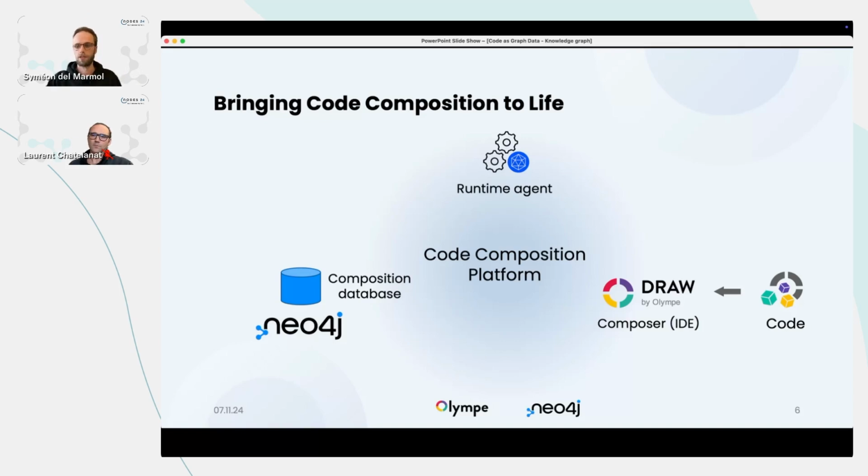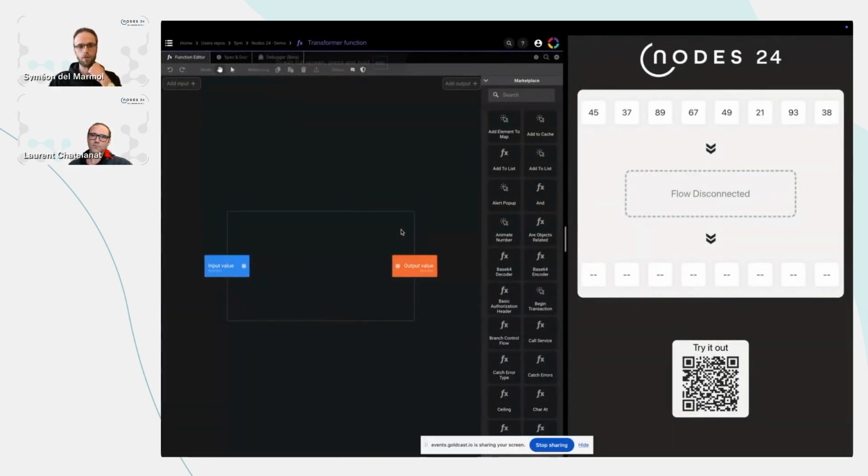Okay, so let's try it for real. I prepared a small demo. Here on the left, we have Draw. It's a very simple function, but it is already a box.